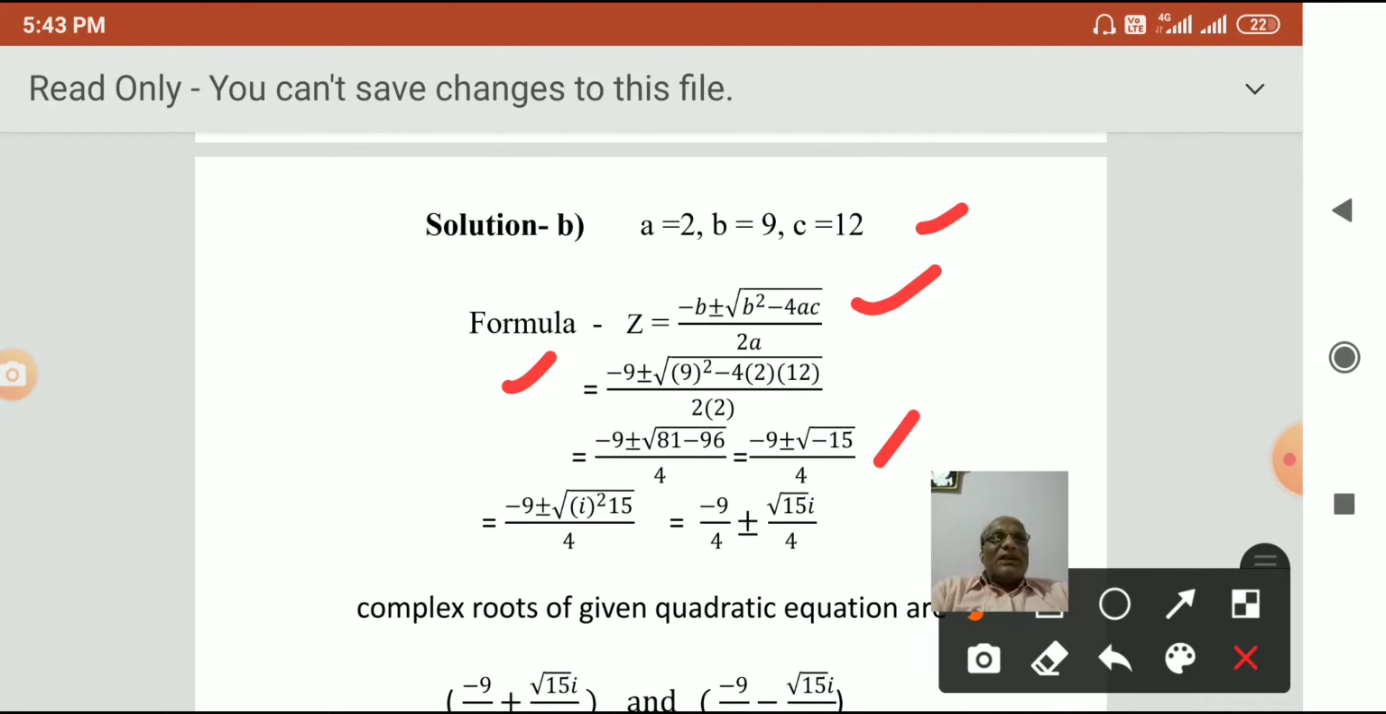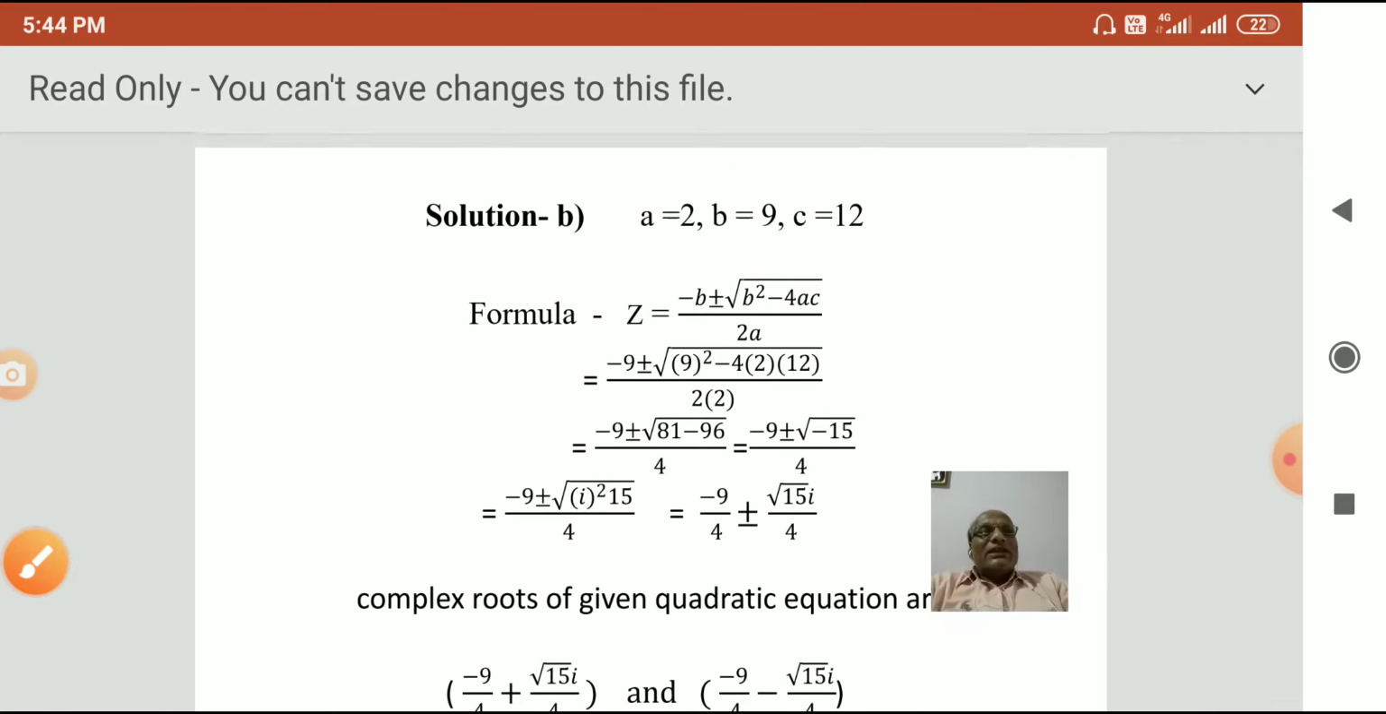Now when we subtract 81 minus 96 we get minus 15. So we get (minus 9 plus or minus square root of minus 15) divided by 4. Now instead of this minus 1 we write i square. So minus 9 plus or minus square root of i square 15, divided by 4. So separating real and imaginary part, minus 9 divided by 4 plus or minus 15i divided by 4.